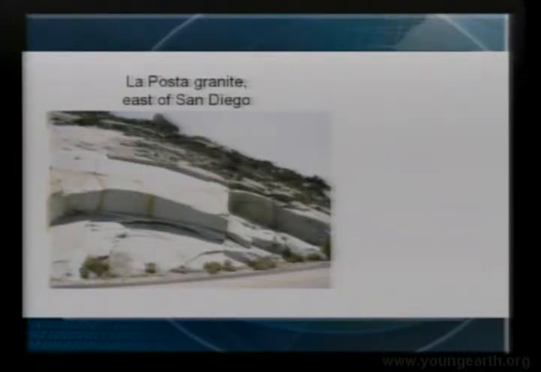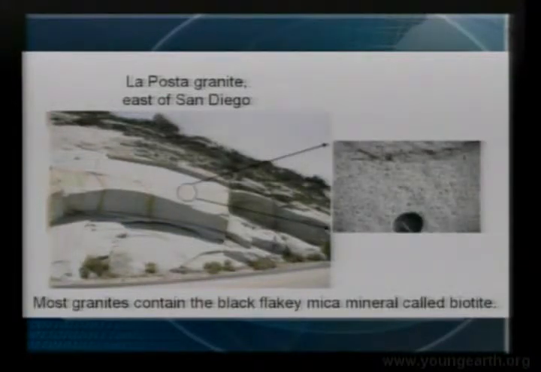You all know what a granite is, I hope. Here's a photograph of a road cut of a granite east of San Diego, not far from the Institute for Creation Research, up along I-8. In the granite, that's a close-up view, you can see there's light minerals and there's a dark mineral. And the dark mineral is a flaky, black mica mineral called biotite. It's very common in granites, and you see them in granites here in Colorado as well.